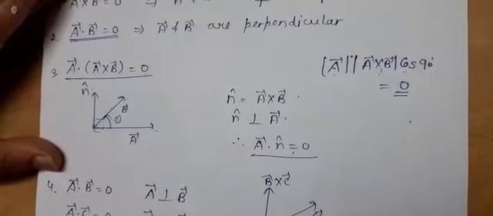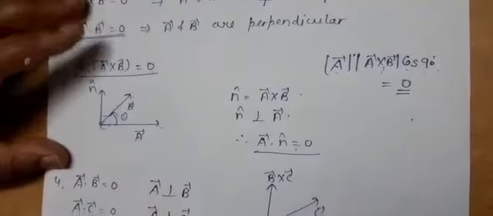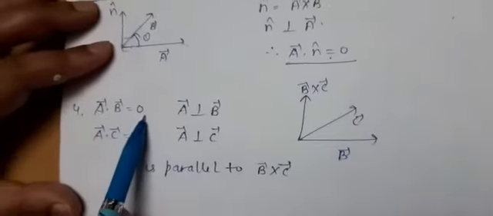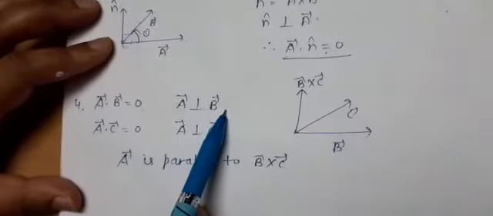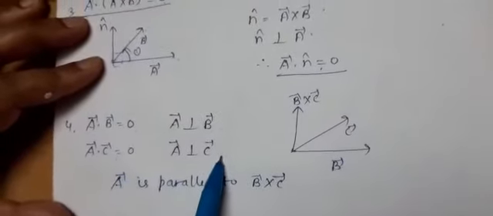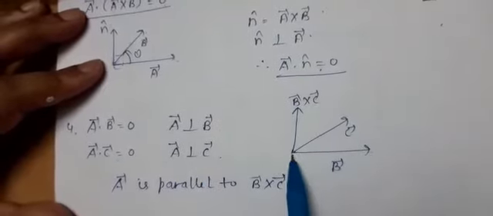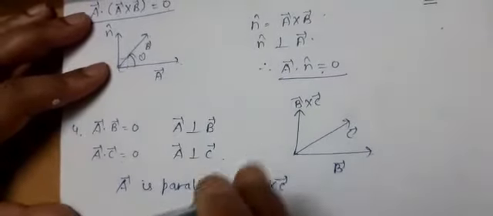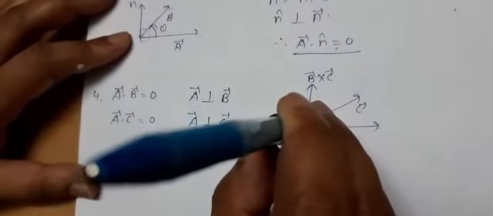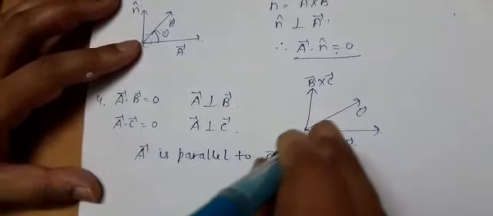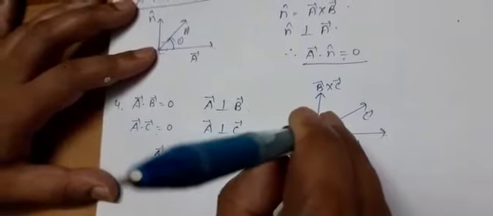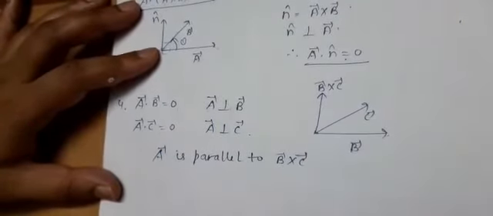In a conceptual problem, when it has been given, we can directly apply such results. See one more kind of conceptual problem here. A dot B equal to 0 means A is perpendicular to B. Right? And A dot C is 0 means A is perpendicular to C. See, B and C we have taken here, and A is perpendicular to B and A is perpendicular to C. What does it mean? That means when I take the cross product of B and C, vector A will be parallel to B cross C.